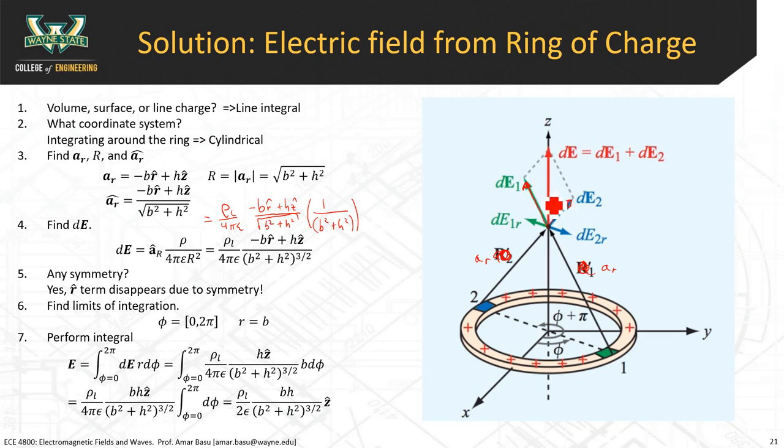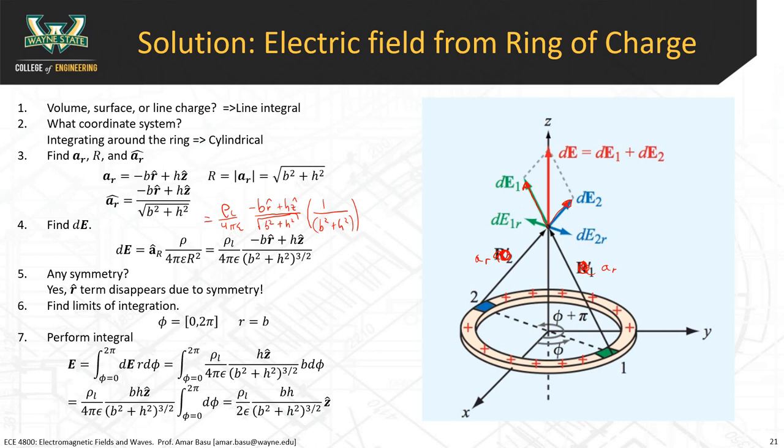They're mirror images of each other across the z-axis, so they have the same R components. This is explicitly shown in the drawing here, where dE1 and its radial component, the R component, and dE2 and its R component are equal to each other. That's the key symmetry part. That's a key trick to solving this problem.